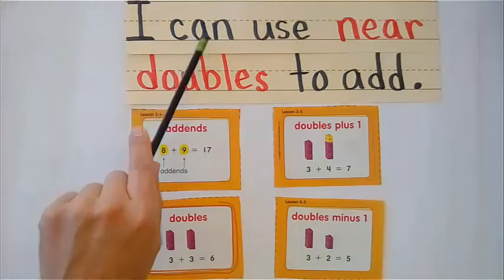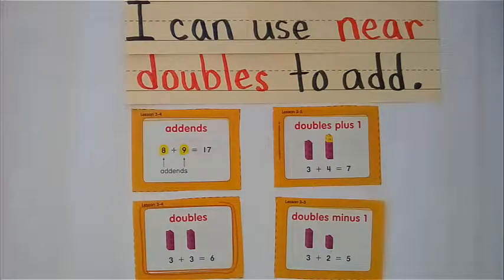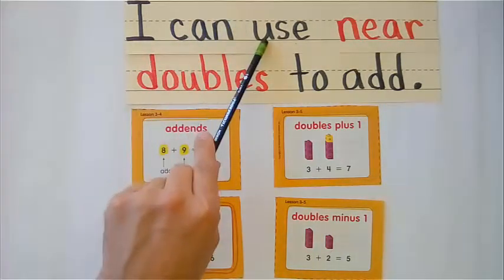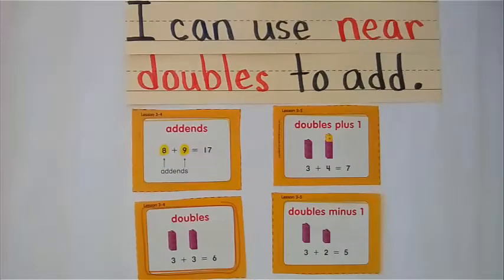Okay, so let's review today's learning objective, shall we? It says, I can use near doubles to add. Let's read that one more time. I can use near doubles to add. Okay.